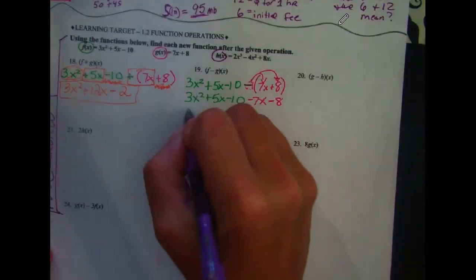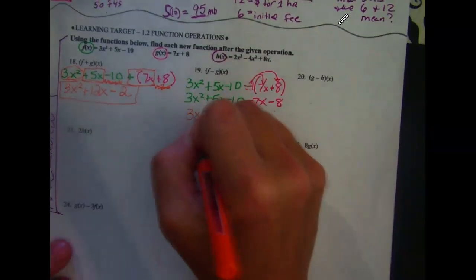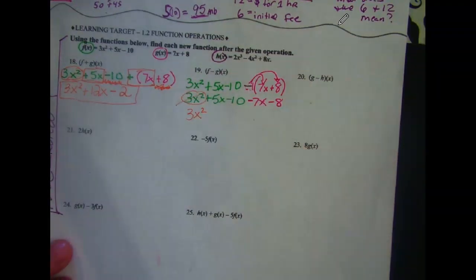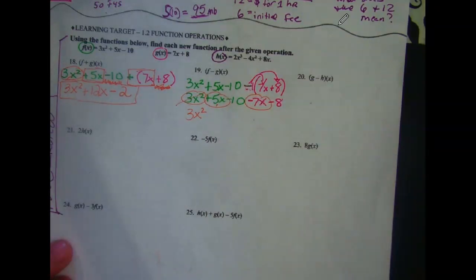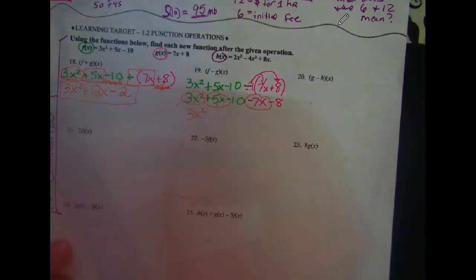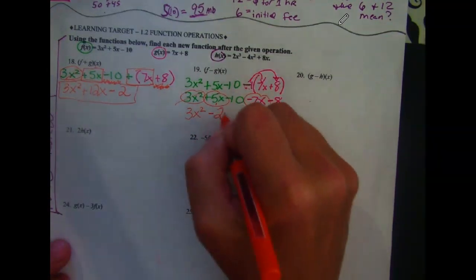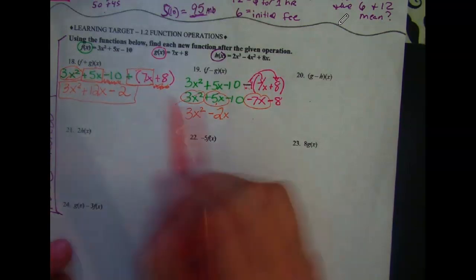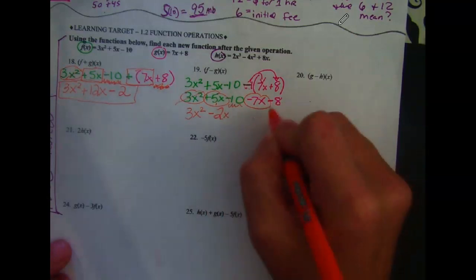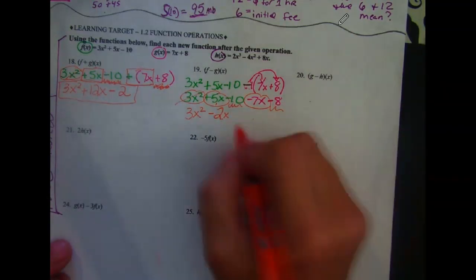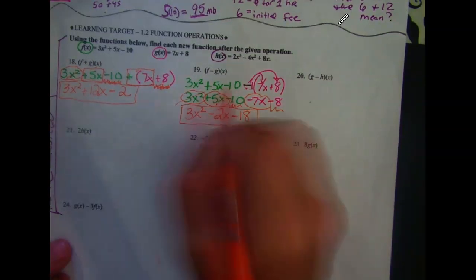So I'm going to take this 3x squared, can't go with anything else, cross it out, and then again, this goes here, 5x and negative 7x, so that's different. I get a negative 2x, because 5 plus negative 7, or 5 minus 7, and then the last part, I have a negative 10 plus a negative 8, which gives me negative 18 or minus 18. So this is my final answer when I subtract them.